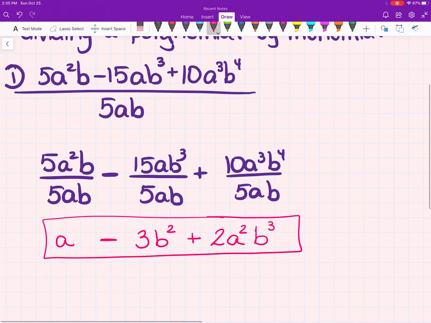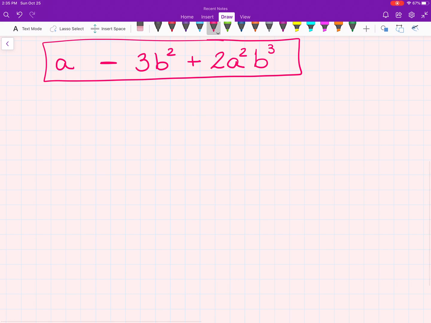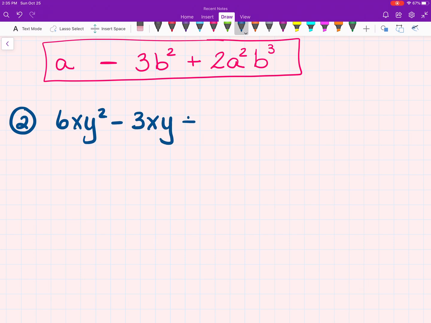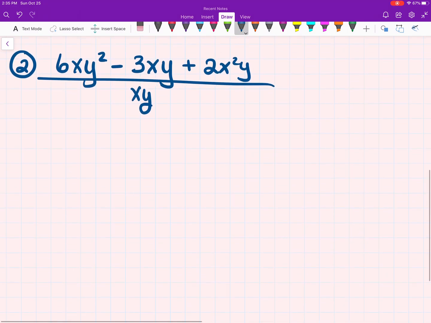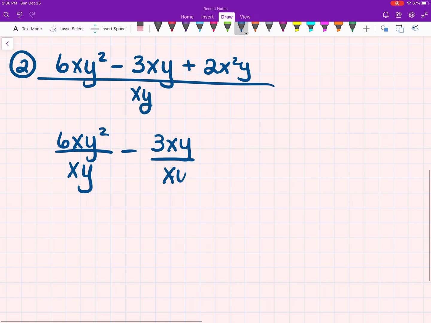Not too bad, you just have to remember to split it up. Let's do one more of these and see if you can do it. Again, you can always pause it and try and then just fast forward to the answer and see if you got it right. So 6xy squared minus 3xy plus 2x squared y, and all of that's over xy. So again, since they all have the common denominator of xy, I can split this up into 3 little fractions, all with xy as their denominator because they have a common denominator. And then I can simplify each fraction, okay?